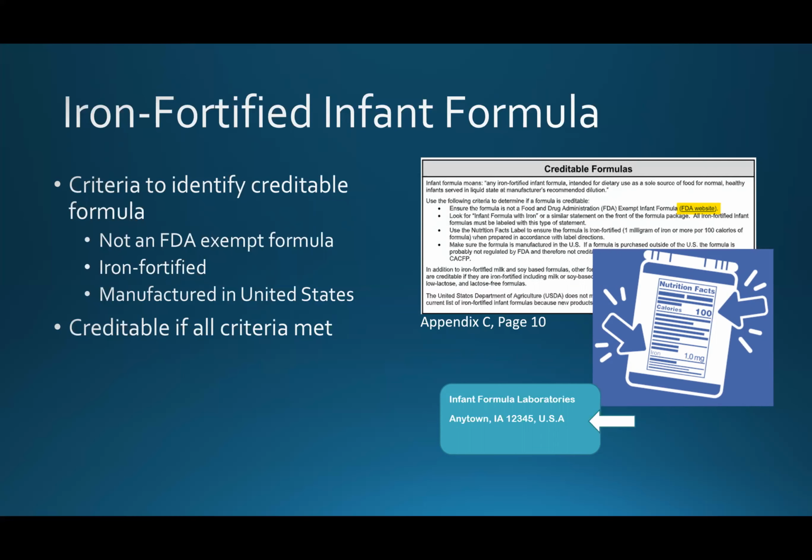Next, examine the nutrition label to see if the formula is iron fortified. Look for infant formula with iron or a similar statement. All iron fortified infant formulas must have this type of statement on the package. Last, check the label to make sure the formula is manufactured in the United States. If these 3 criteria are met, the formula is creditable.